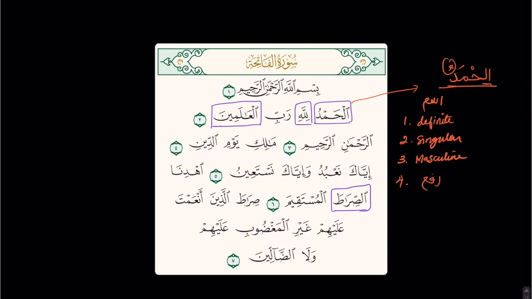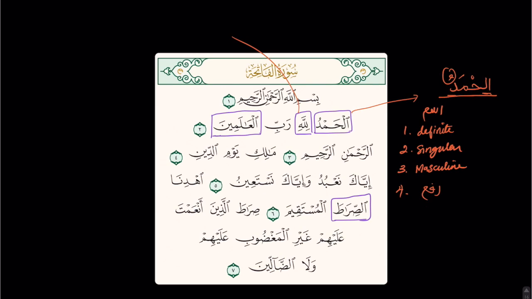Okay, very good. Let's move on to the word Allah. So this is actually lillahi. Lillahi is actually two words in one. It is the preposition li, which means to, and the word Allah, which is Allah's name. So this is actually two words written in one word.